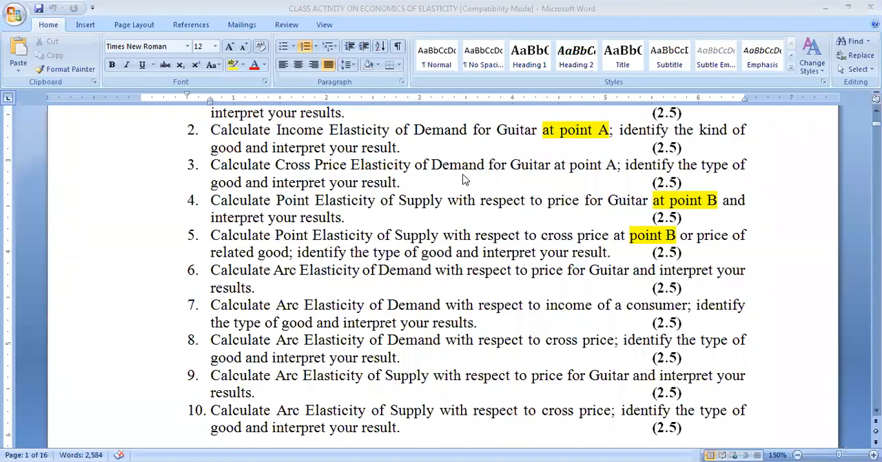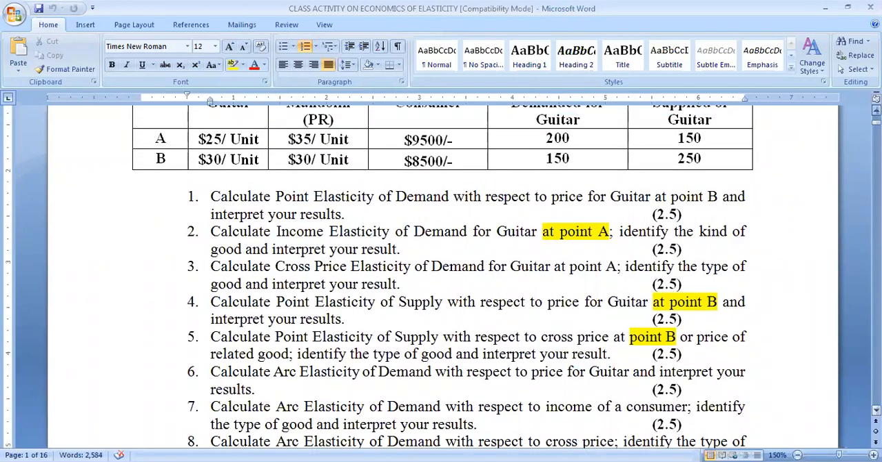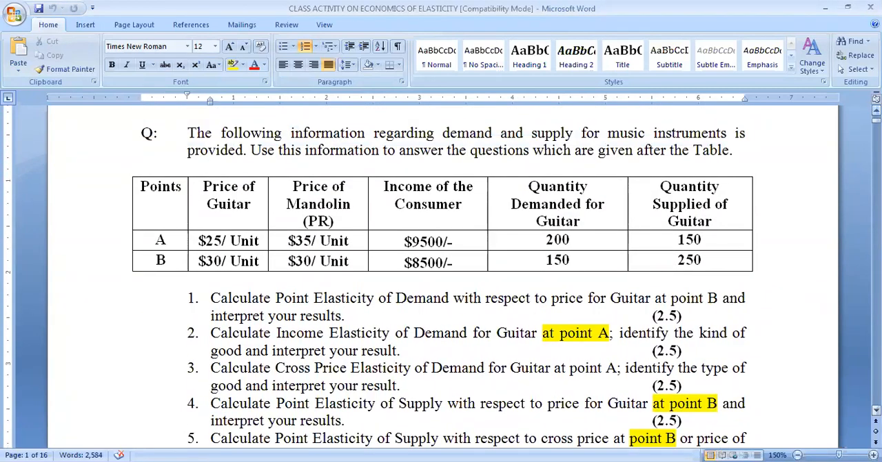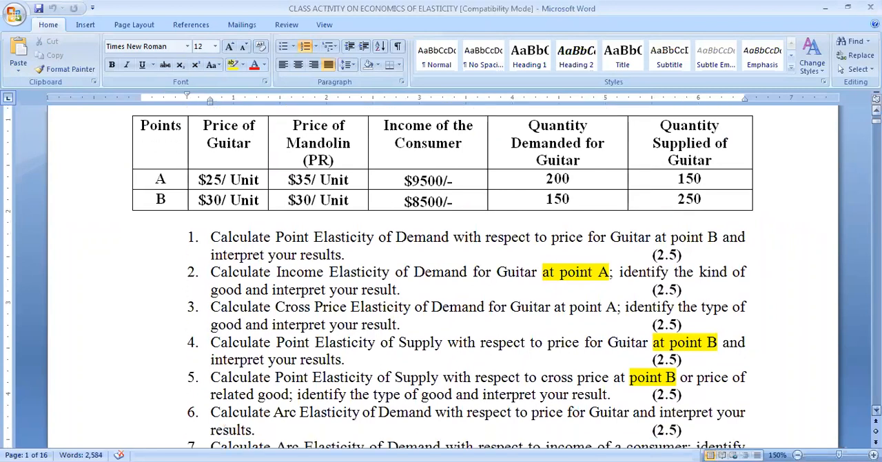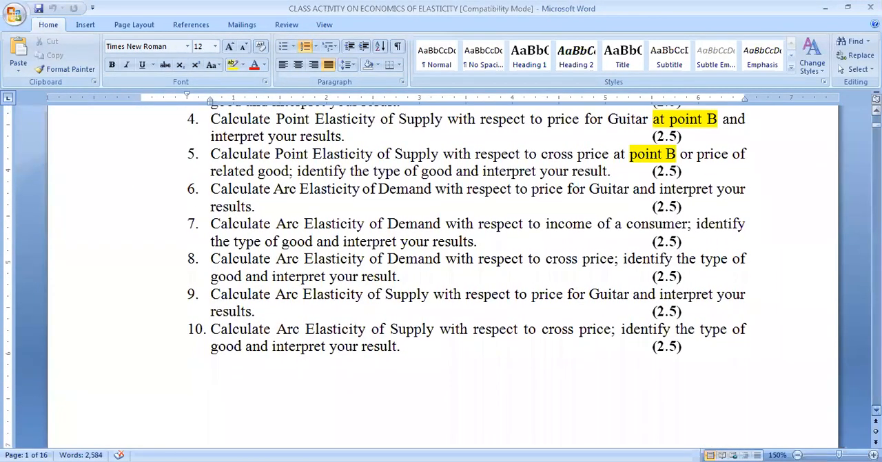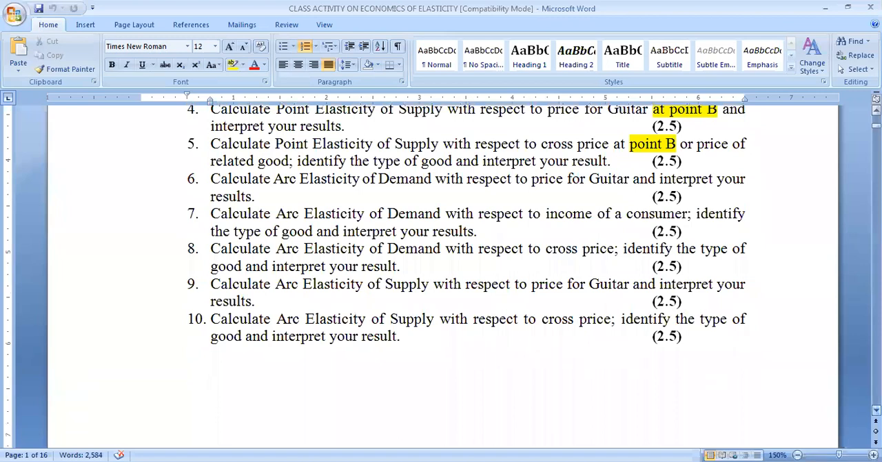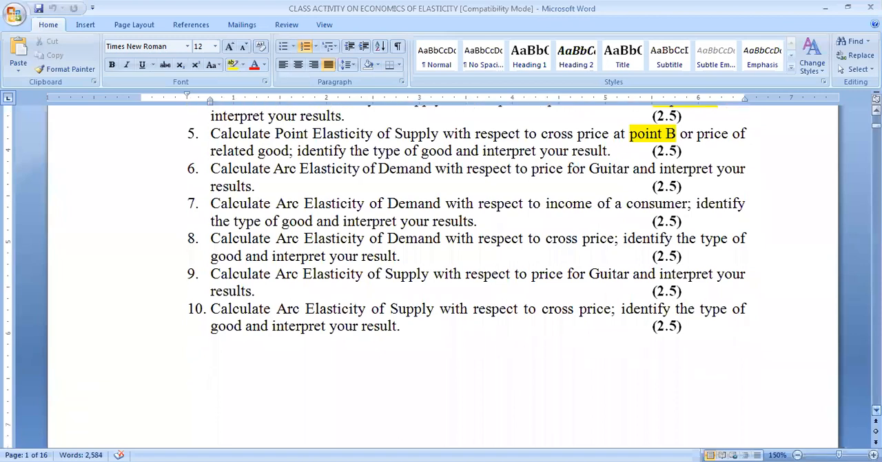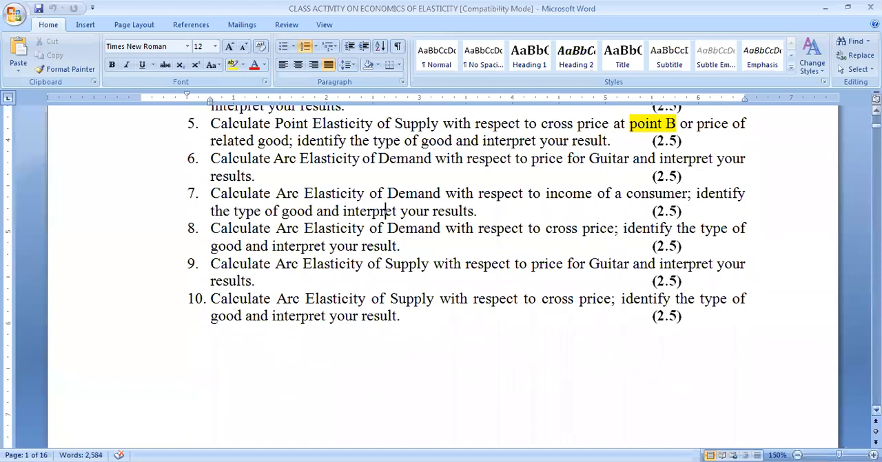Okay, Bismillahirrahmanirrahim. In the last class, we discussed the first 5 questions of this class activity, right? And in today's class, we are going to work on the next 5 questions given in this class activity. Now let's read question number 6, which is about arc elasticity.